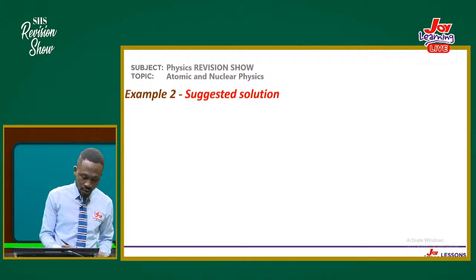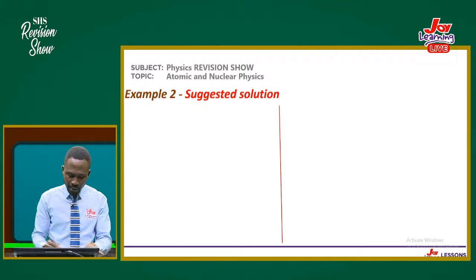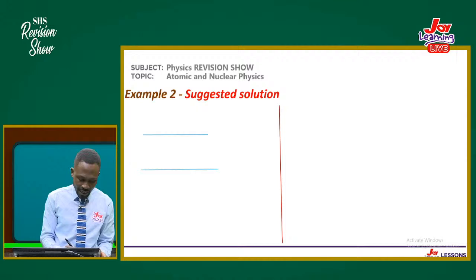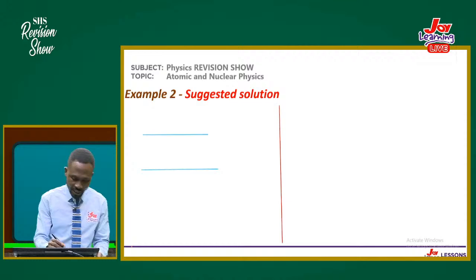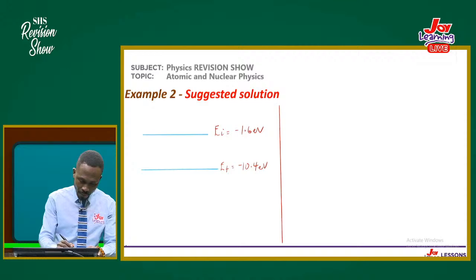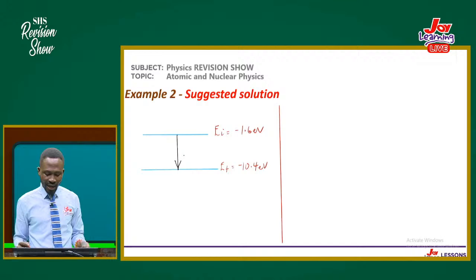So as we try to solve, let's try and put down the energy levels. So I have something like this and that. And I have this to be minus 1.6. So this may be energy at the initial level, minus 1.6 eV. Then energy at the final level, minus 10.4 eV. So the electron makes that transition, jumps this way, like that. Good.